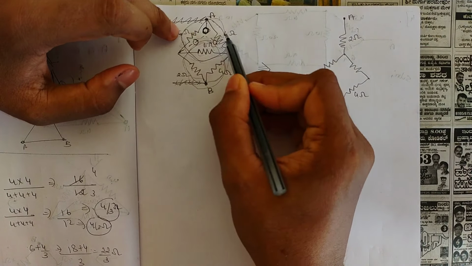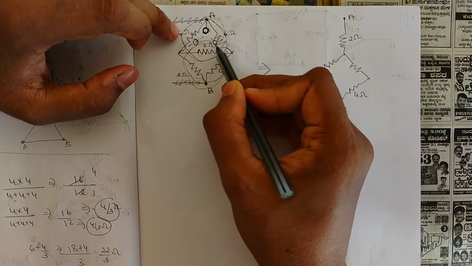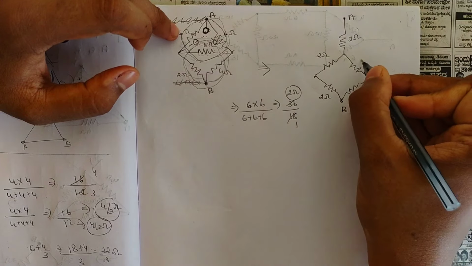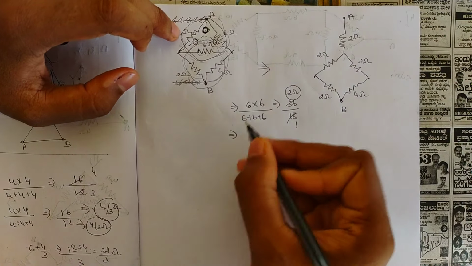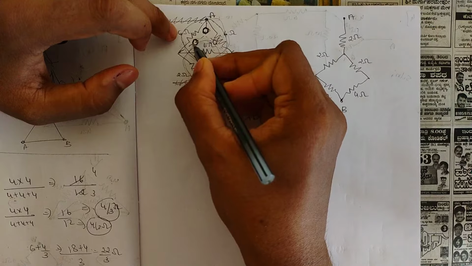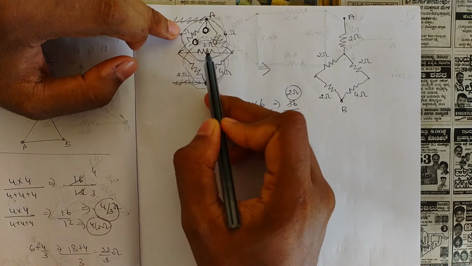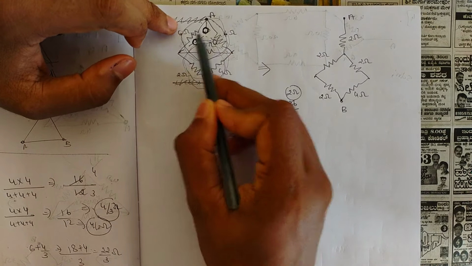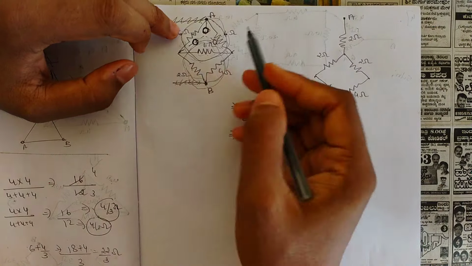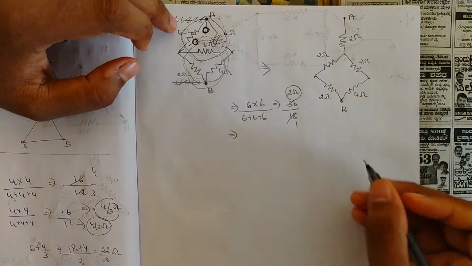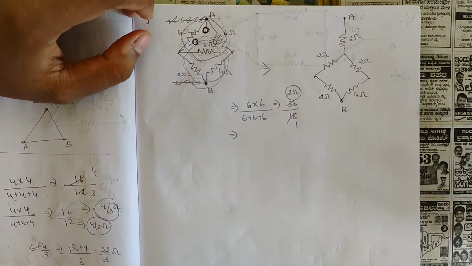Similarly, since all the values are 6 only here, we would be getting 2 ohm in these two places also. Similarly, if you want to calculate this, 6 ohm, 6 ohm and 6 ohm, that is 6 into 6 divided by 6 plus 6 plus 6. Since the values are the same, you would be getting 2 ohm everywhere. So these two are 2 ohm and 4 ohm.